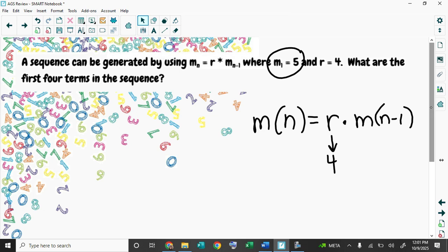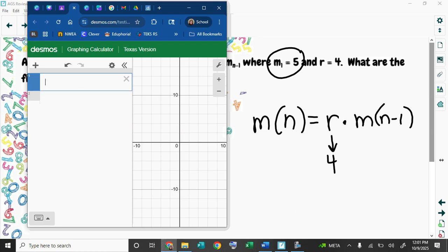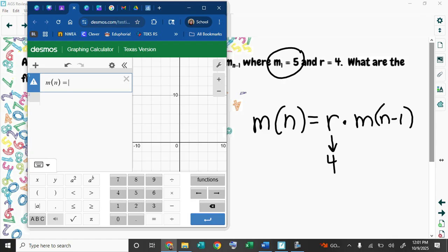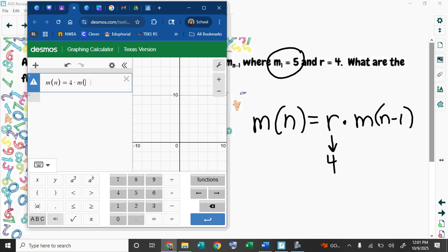So I've got my calculator, x, and I'm going to type in m of n equals r, but instead of r, I'm going to put a 4 times m. If it's an exponent, put parentheses. And then we're going to put n minus 1. Oops. N minus 1. And so it's going to tell me to add a base case.